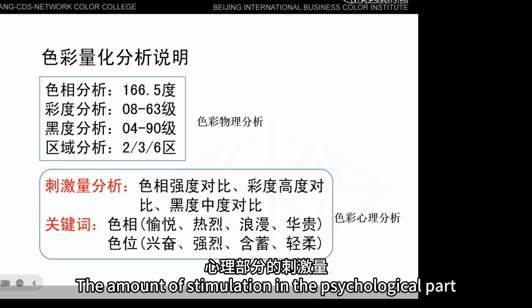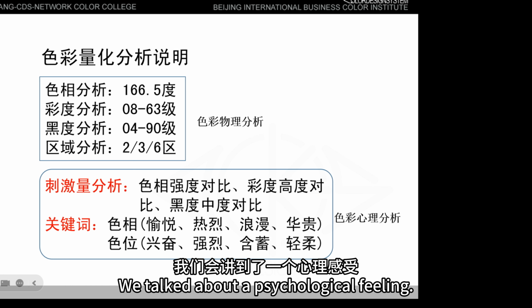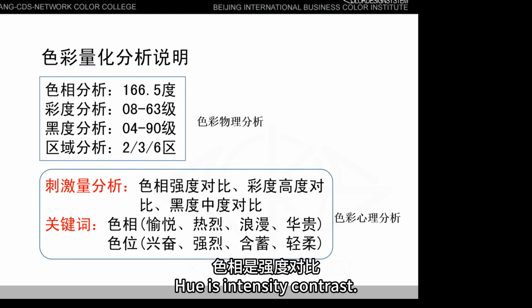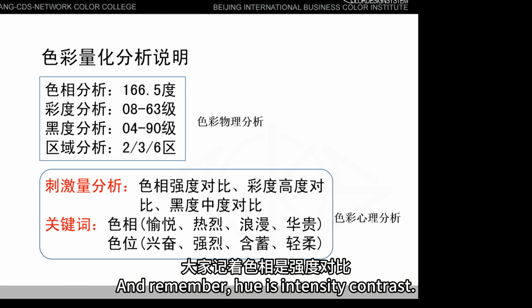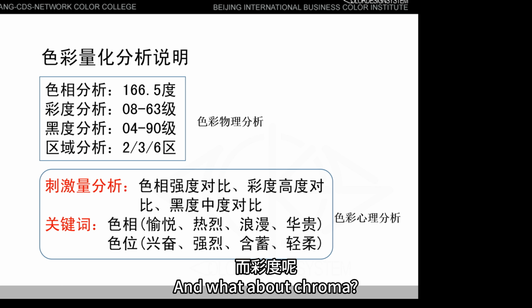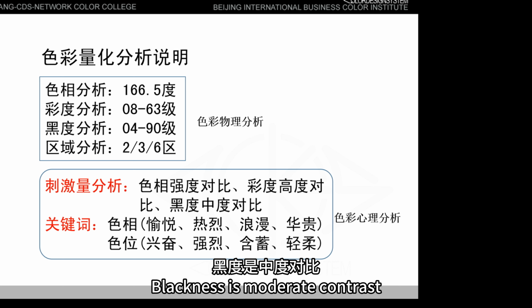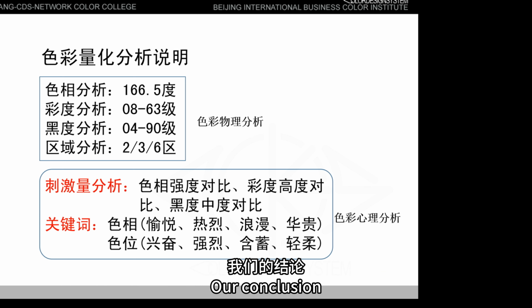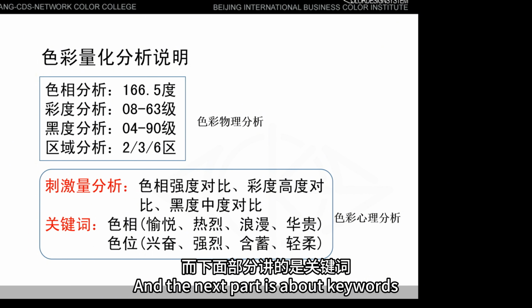Now back to psychology. The amount of stimulation in the psychological part. We talked about a psychological feeling. How do you feel? Hue is intensity contrast. And remember, hue is intensity contrast. And what about chroma? It's highly contrasting. Blackness is moderate contrast. That's the amount of stimulation we have, psychological. Our conclusion. And the next part is about keywords.